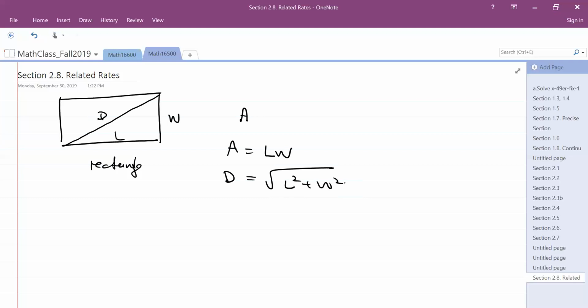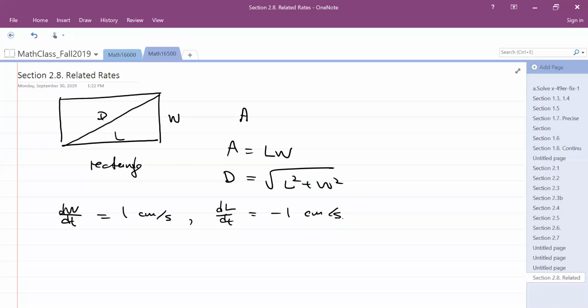So now suppose we know that the rate of change of the width is 1 centimeter per second. Okay, that's given information. So at that moment, the width is increasing, but the length is decreasing. It's negative 1 centimeter per second. Okay. What do we want to know?